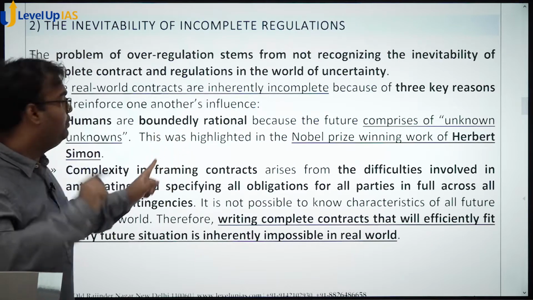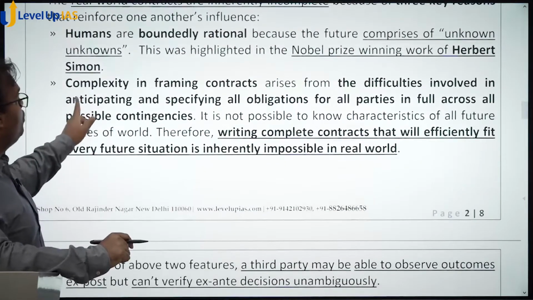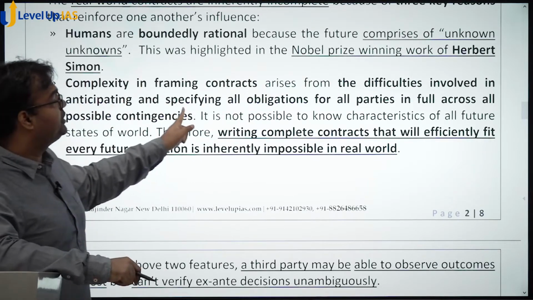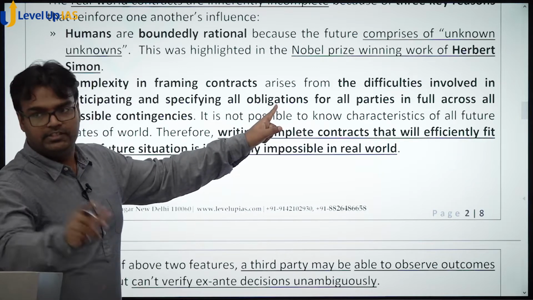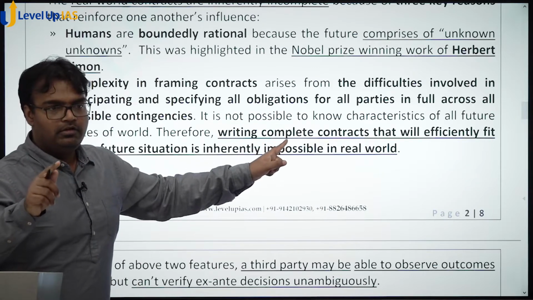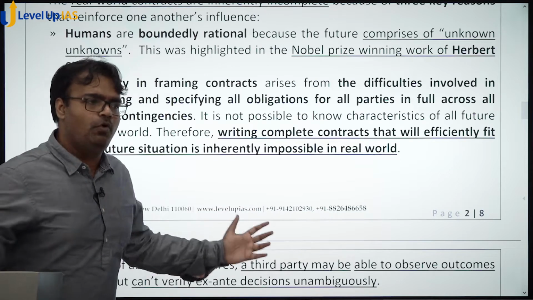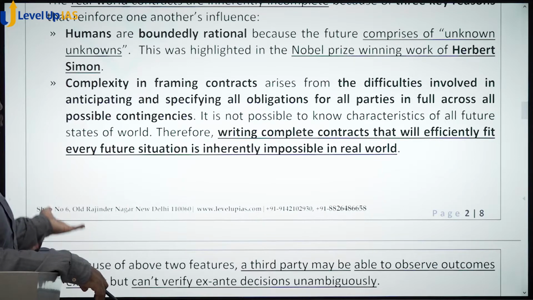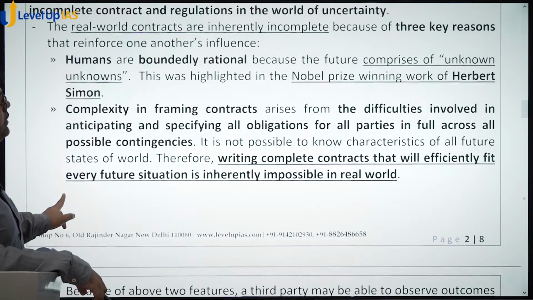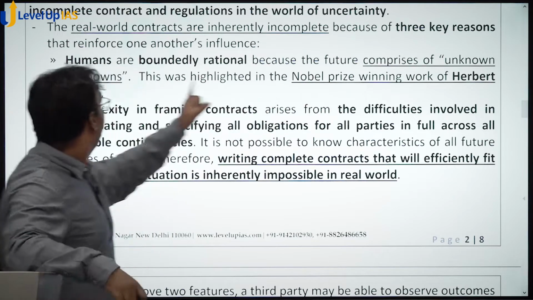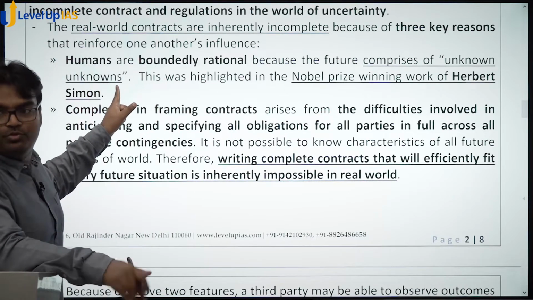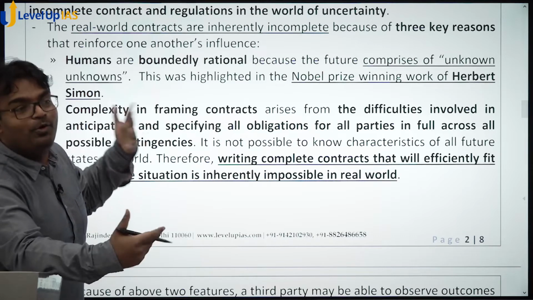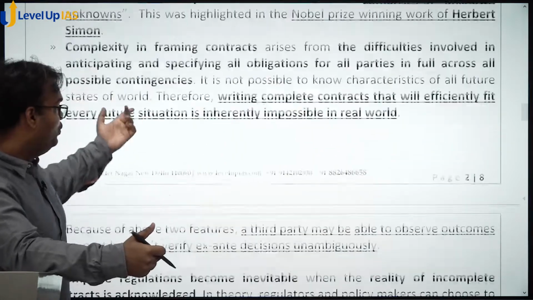The other is that complexity in framing a contract arises from the difficulties involved in anticipating and specifying all obligations for all parties. This is something that I have been explaining. In our contract, covering all obligations for all parties in all possible circumstances will not be possible, because the future comprises unknown unknowns. If the future comprises unknown unknowns, how can we cover those unknown unknowns in our contract?